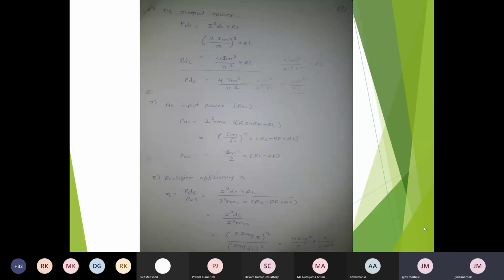AC input power PAC is equal to Im square by 2 into RL. Then efficiency. Yes, this point is important for full wave rectifier. The basic equation remains as it is. Efficiency of any rectifier circuit is defined as the ratio of output power upon input power. So efficiency is equal to PDC upon PAC.